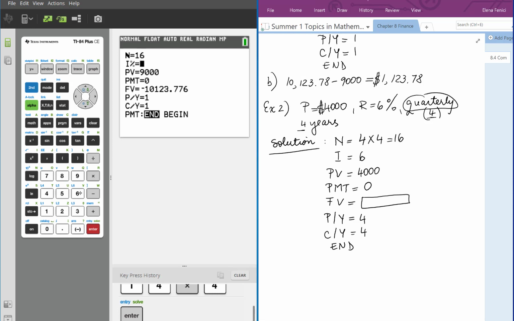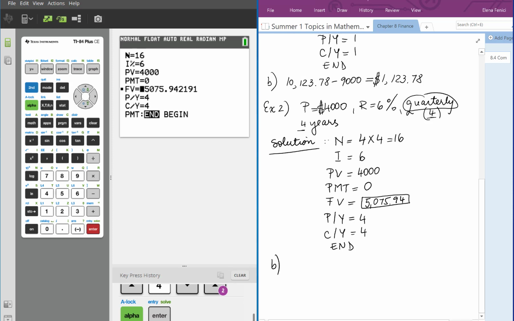So let's go. I equals 6. Then we go present value with the arrow. Present value now it's 4,000. The payment is the same. I have to change the P/Y, so put 4. And then 4. Automatically C/Y becomes 4. And so I go to the future value and I press alpha, enter. So once we press alpha, enter, we get 5,000 again. Don't worry about the negative. 5,075.94 if we were to round to the nearest cent. This is how much money you will have after 4 years in these conditions.